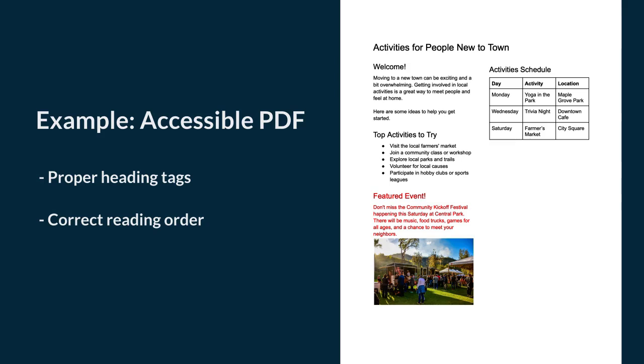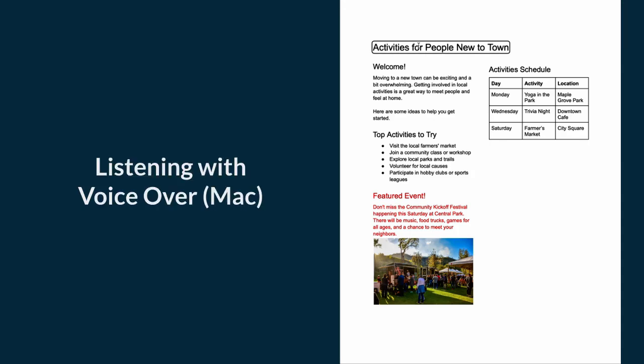correct reading order. Let's listen to a properly tagged PDF read with VoiceOver on a Mac. In page 1, containing heading level 1, activities for people new to town. Heading level 2, welcome, moving to a new town. Here are some ideas to heading level 2.